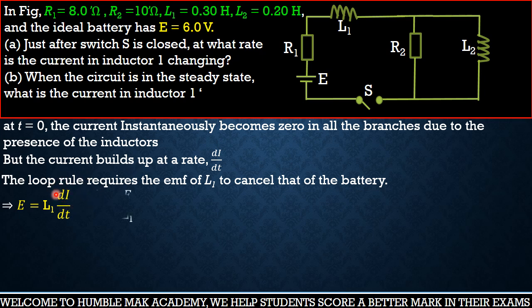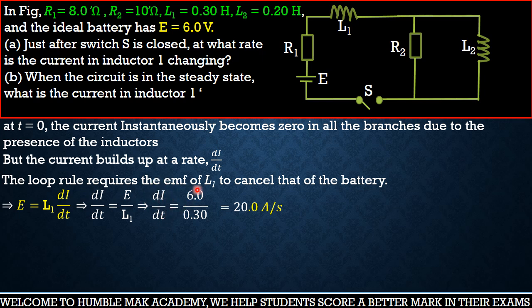So if we make di by dt the subject, since that's what we have been asked to find, we are going to have E over L1. That therefore implies our E now becomes 6.0, our L1 is 0.3. If we plug that in and simplify, we are going to have di by dt to be 20.0 amperes per second. Great. So the answer is in amperes per second, because it's a ratio of the change of current to the change in time.